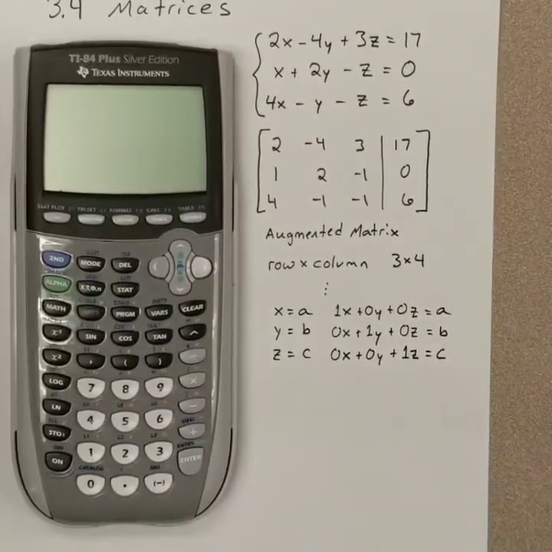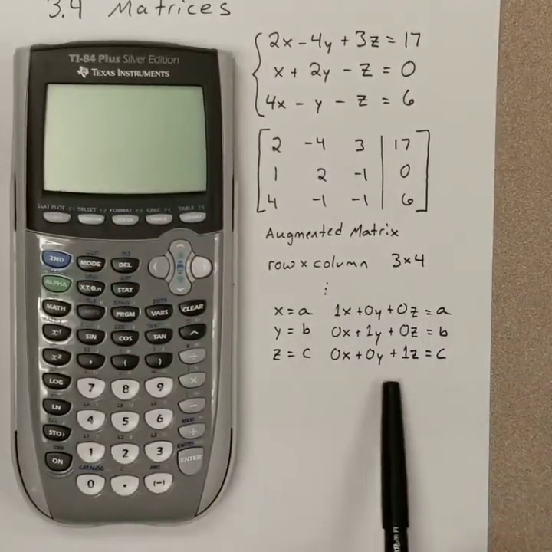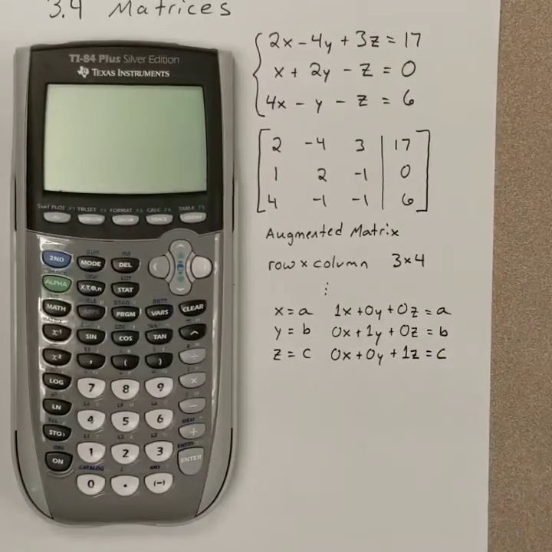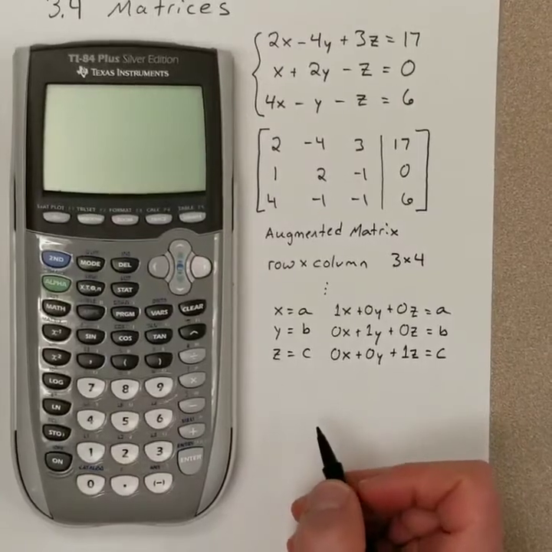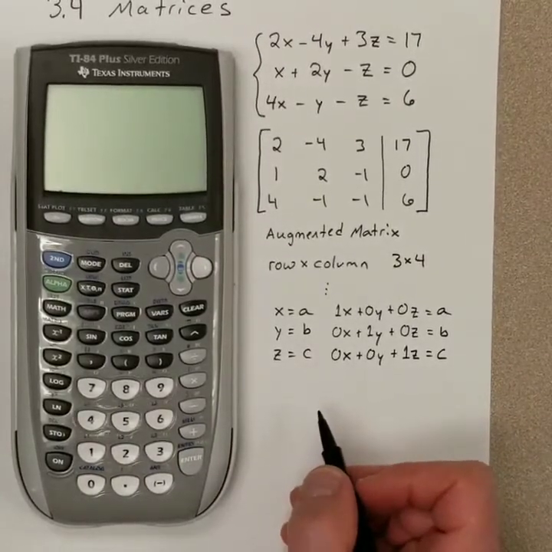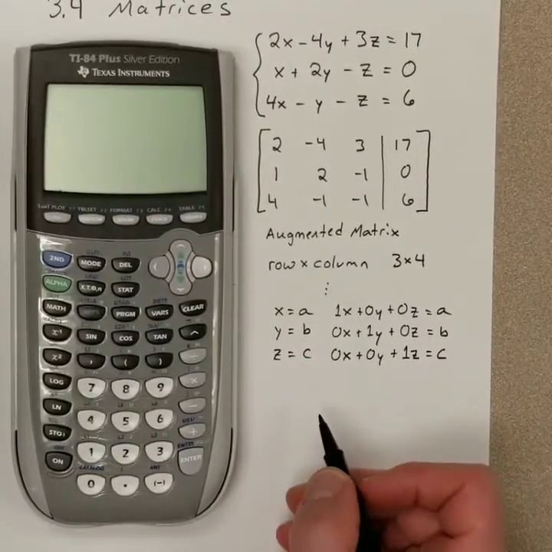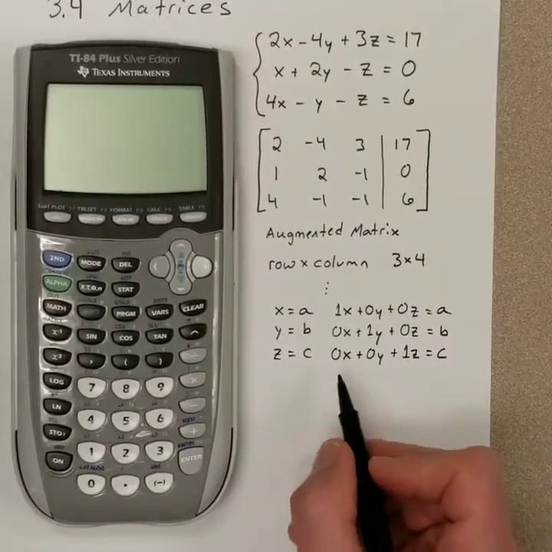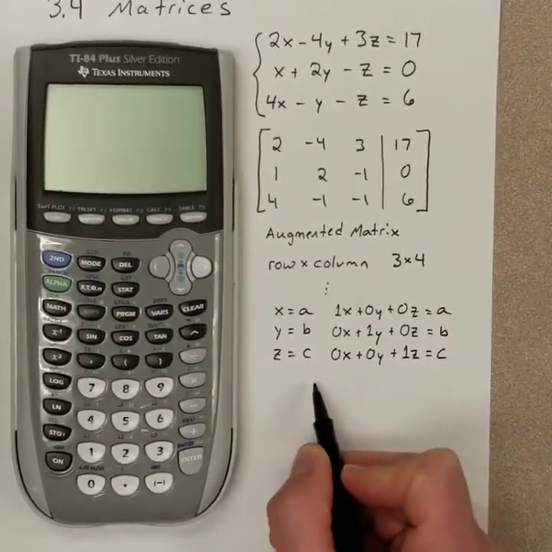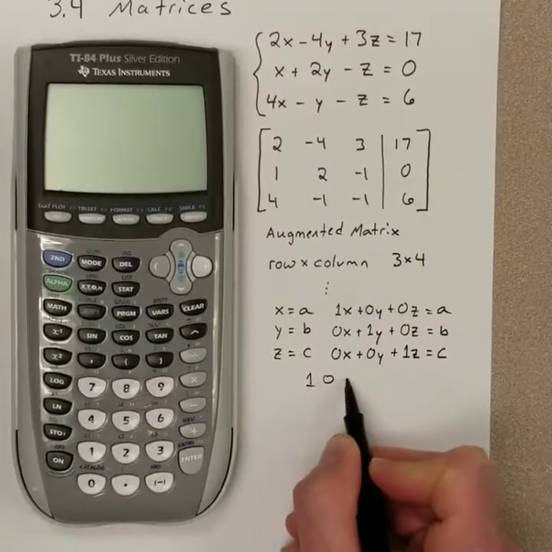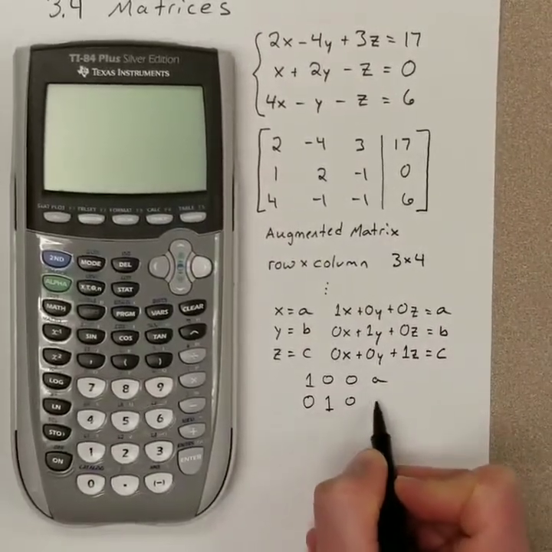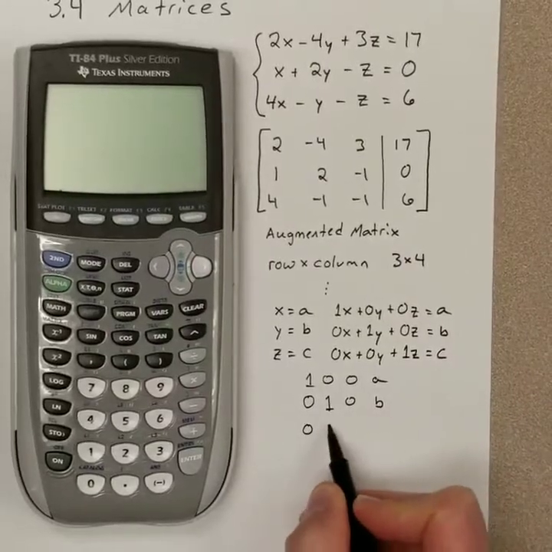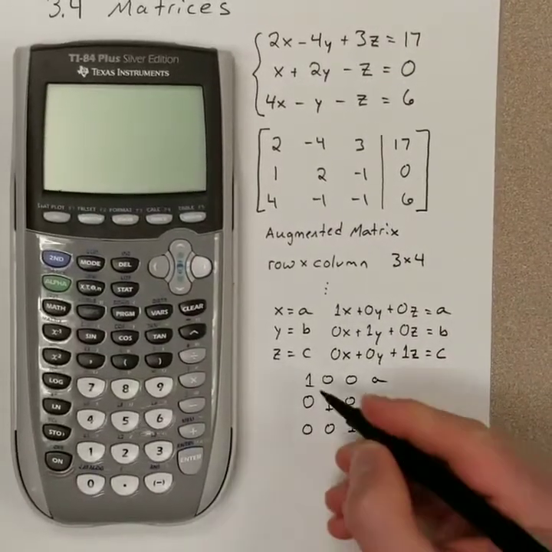And so this system could be represented also by a matrix. It's what I would call the solution matrix, or what your calculator will call the RREF matrix. I'll explain what that means in just a moment. This matrix is 1, 0, 0, a; 0, 1, 0, b; and 0, 0, 1, c.